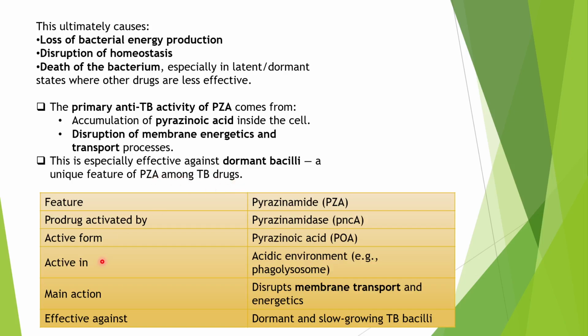So this drug is a prodrug. As we discussed, it's activated by PNCA, that is pyrazinamidase, and leads to its active form, that is POA, and it is active in an acidic environment. Its main function is disrupting the membrane transport and energetics, and it is effective against dormant, slow-growing TB bacilli.